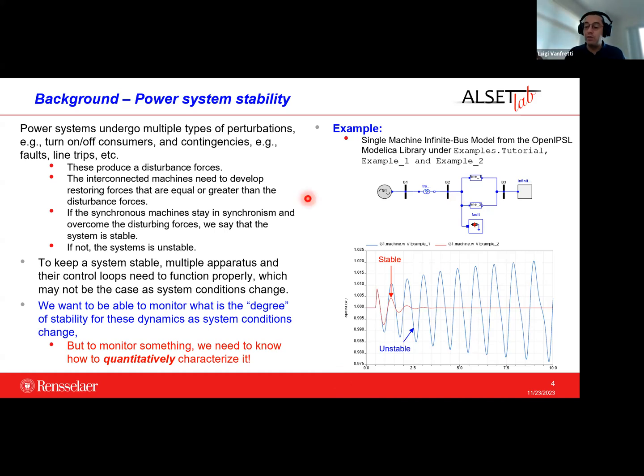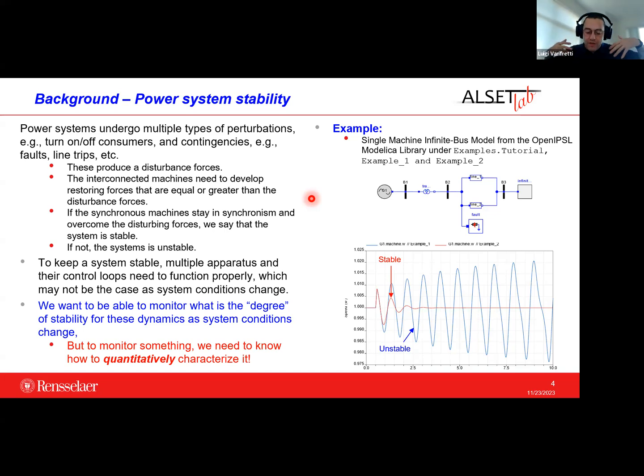When you have a major fault, for example, a lightning strike hits a tree and brings down the pole. If you are in a rural area in France, because obviously you have better infrastructure than the US, it is full of poles everywhere you go. But you could also have a line tripping and so on. So in summary, all of these types of perturbations produce disturbance forces.